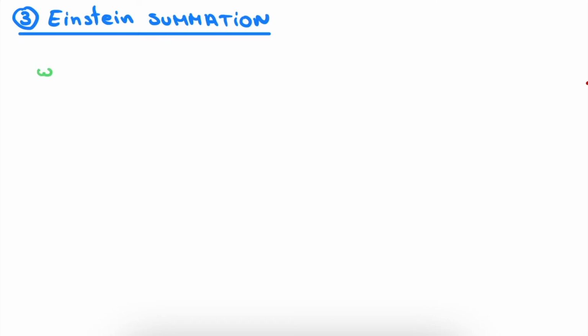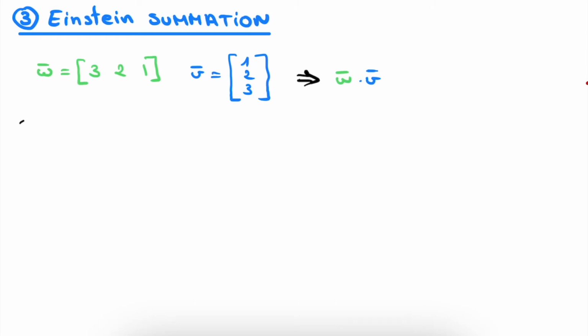Let's say that we have a vector W, which is a one-row vector with components 3, 2, 1. And we have another vector, vector V, which is a one-column vector with components 1, 2, and 3. What we want to know now, or get a very efficient notation for, is the following dot product between vector W and vector V. Let's look at how this multiplication works.